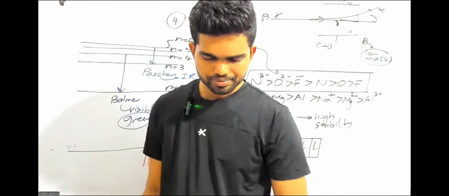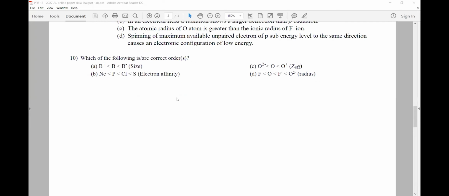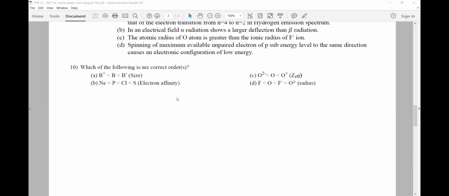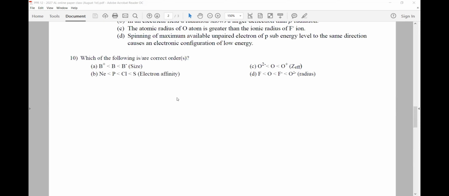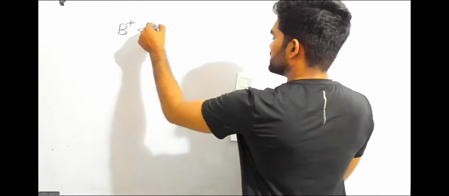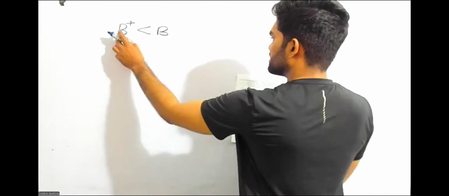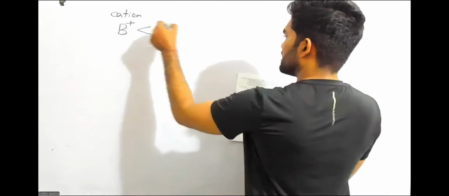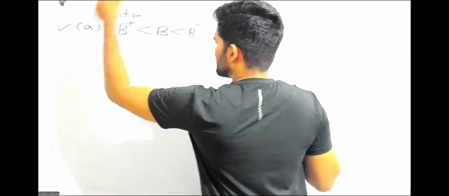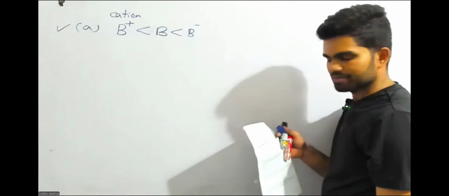Go to that one and see. I added the structured essay question here, 2019, just to remind you the theory. Anyway, what is the answer for the 10th one? Which of the following are correct orders about the size, affinity, Zeff? Okay, cations are smaller than the parent atom and anions are larger than the parent atom. So the one about the atomic or ionic radius, the first one is correct.